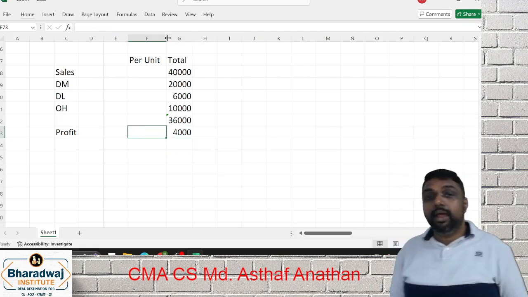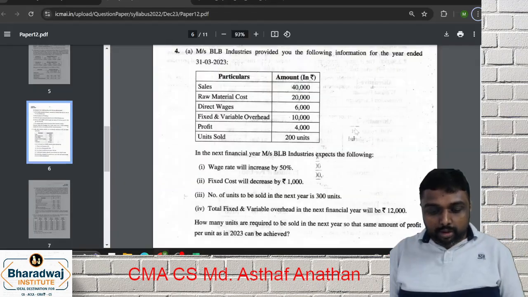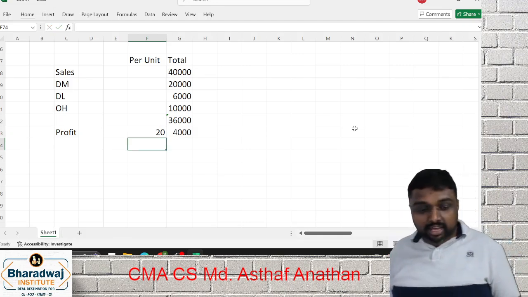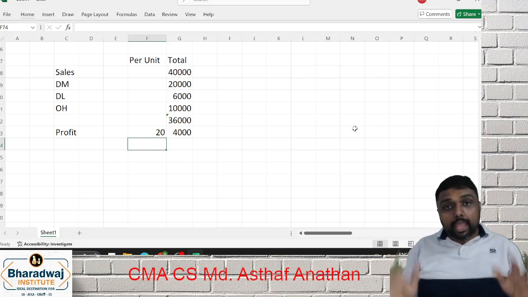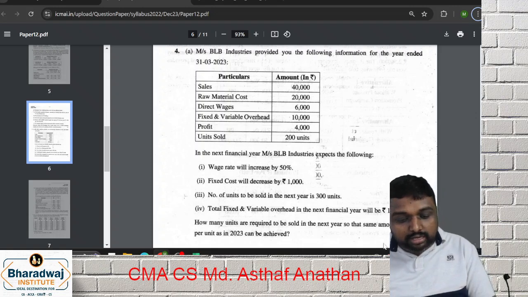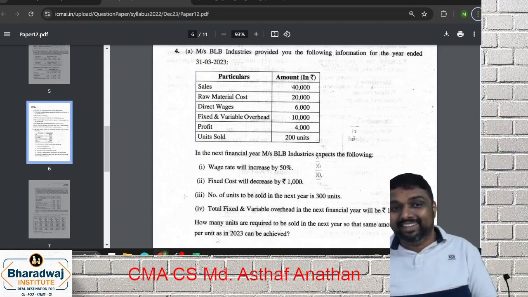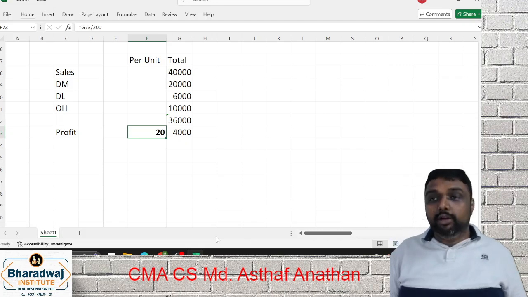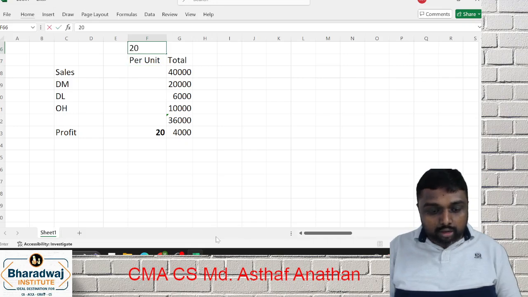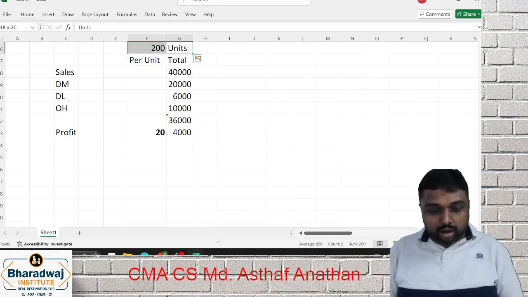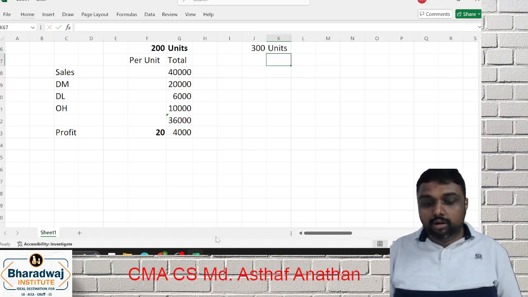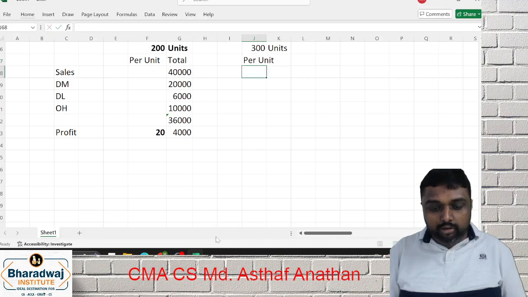Now what we have to do is prepare a per unit column for some of the items. Profit right now, how many units are sold? 200. They say that next year you want the same profit per unit. See the point? How many units have to be sold next year for the same amount of profit per unit? That means you should get 20. That is the reason I do per unit. Are you clear? This data is for 200 units. We want to know what will be for 300 units.